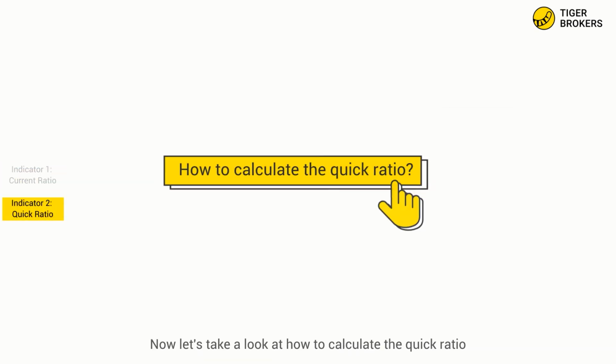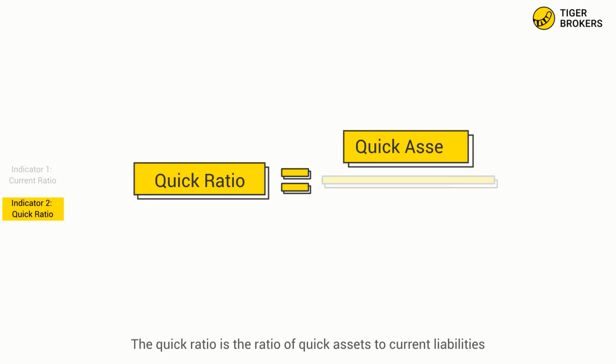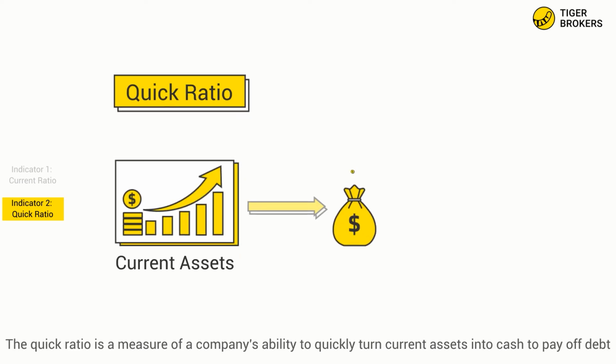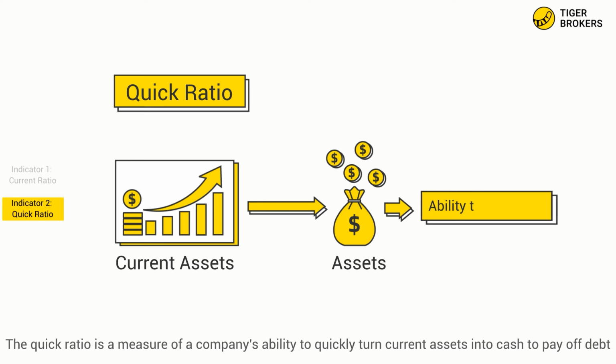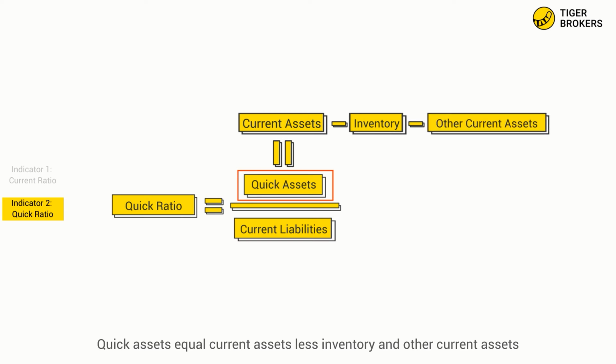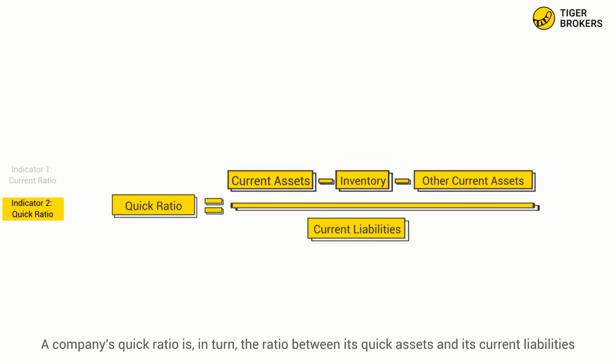Now let's take a look at how to calculate the quick ratio. The quick ratio is the ratio of quick assets to current liabilities. The quick ratio is a measure of a company's ability to quickly turn current assets into cash to pay off debt. Quick assets equal current assets less inventory and other current assets. A company's quick ratio is, in turn, the ratio between its quick assets and its current liabilities.